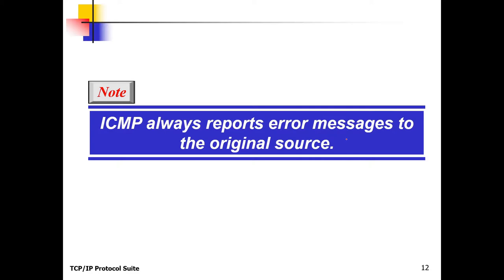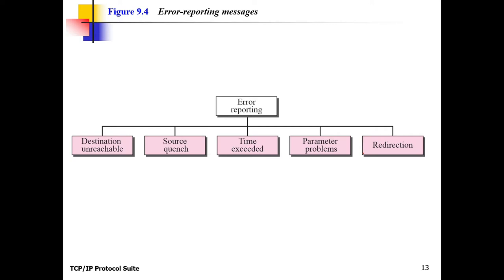ICMP always reports error messages to the original source. Usually when a packet is sent, there is a source address and a destination address. It could report to the destination or to the source, but it always reports to where? To the original source. That's a question in your final. Just always remember that.